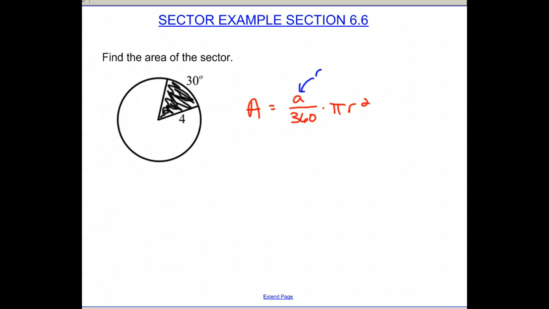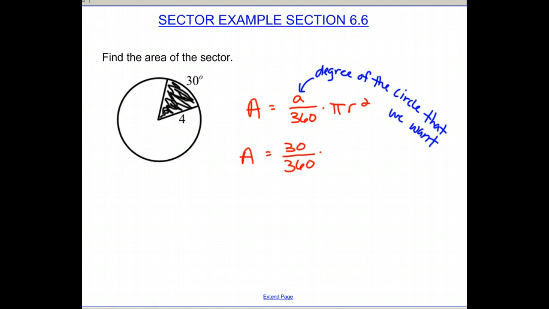So this is the degree of the circle that we want. That's a long way to explain A, but I think that makes sense. Basically we're finding a piece of the circle. So if we fill in what we know, the piece that I want, this chunk, is 30 degrees. So I'm going to take the area to be 30 over 360. The radius of my circle here is 4, so times pi 4 squared.